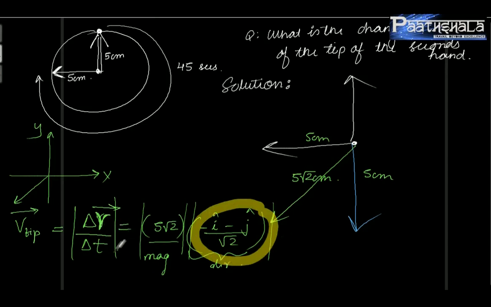So change in position upon change in time. So centimeters need to be converted into meters first. So this is going to give us 5 root 2 upon 100, that is conversion into meters first, into 1 upon 45, right? So this is instantaneous velocity of the tip. Am I correct? Not instantaneous velocity, actually it's the average velocity of the tip. This is the average velocity of the tip.